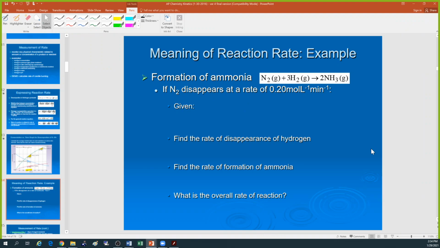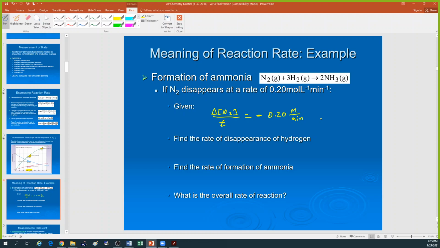So I'll start with the given, and I'll define that with you. So here's the reaction equation in question. It says if N2 disappears at this rate, given, what are we given? Let's see. We're told that the rate of change of N2 is equal to negative, because it's disappearance, 0.20. And it says moles per liter per minute, but that's the same thing as saying molarity per minute. So again, it's concentration over time for the units.